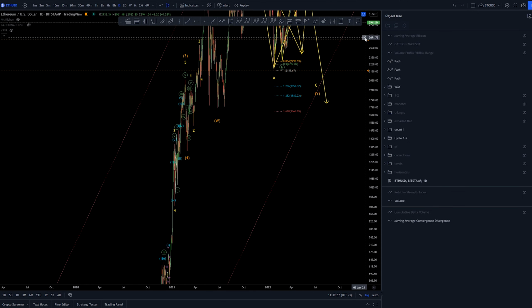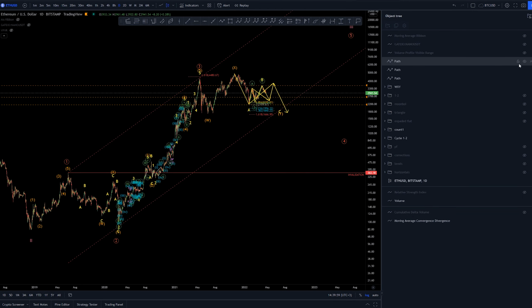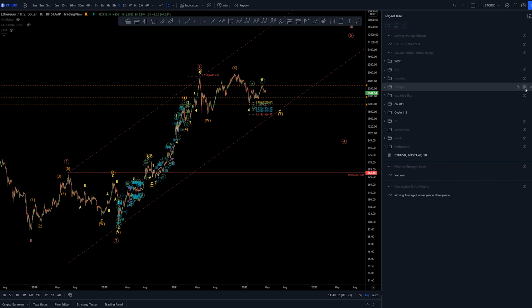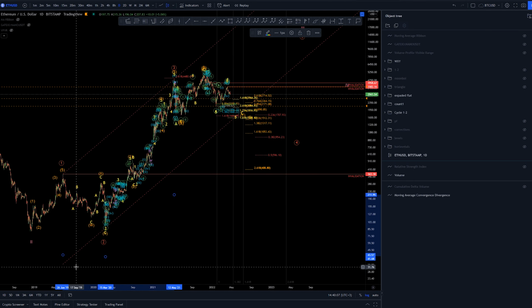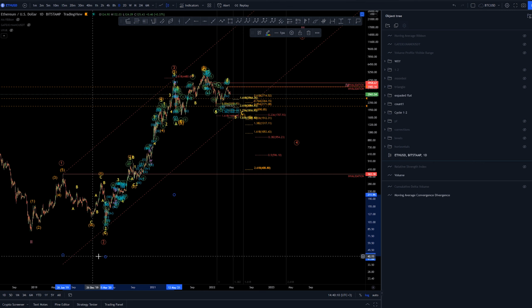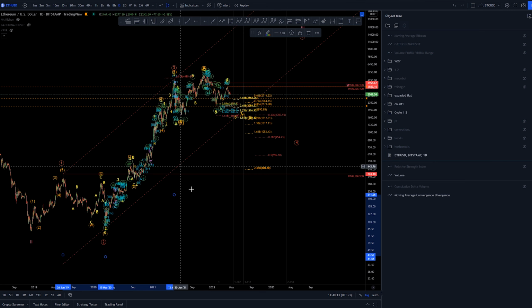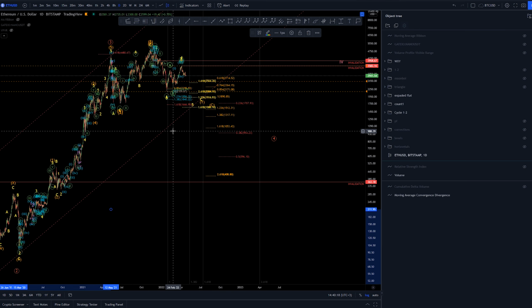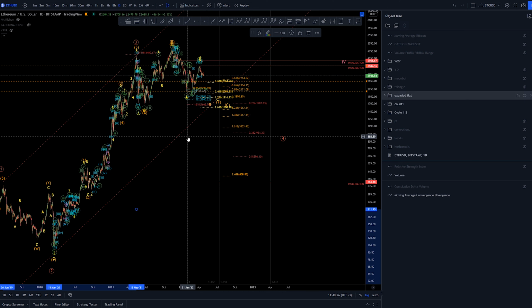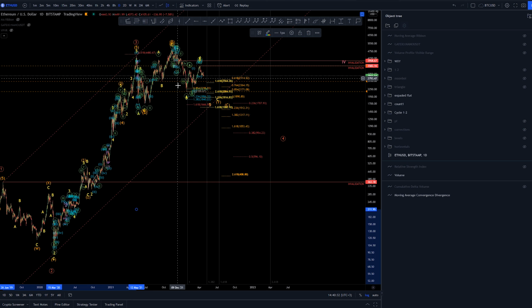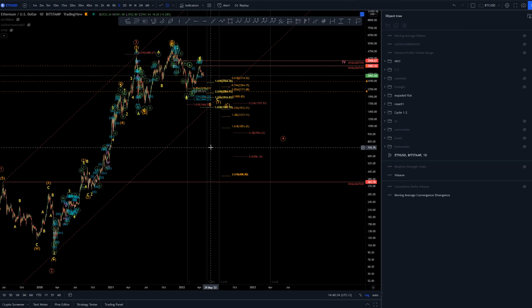Time wise, let's check that. I think I have it on one of the counts, maybe the expanded flat, yep. So this is comparing the wavelength of wave 2 time-wise to the wavelength of wave 4. Now we've already come past the one-to-one extension, or the same amount of time that we used for wave 2, which is here around the end of January. So any of these targets here is fine.